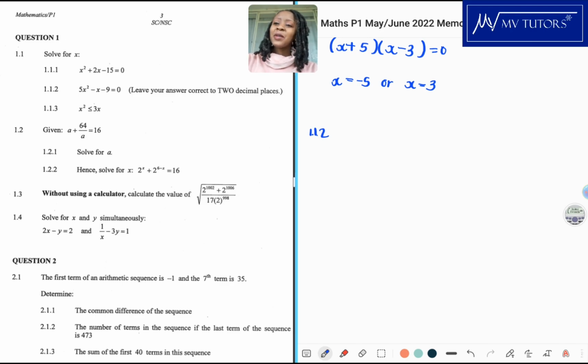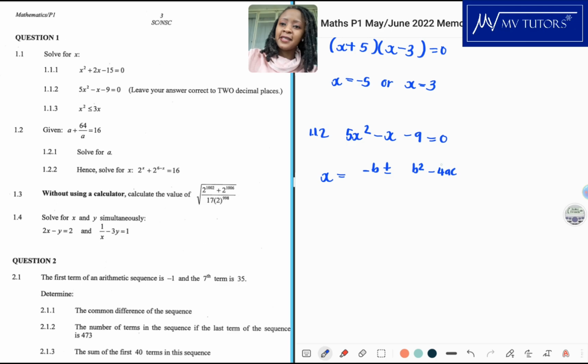Okay, and now 1.1.2, as soon as they say leave your answer in two decimal places, then you know you're going to have to use the quadratic formula, all right? Don't even bother trying to find the factors of 5 and 9 and all of that. No, let's just go straight to the calculator. Okay, so what does the quadratic formula say? We have minus b, plus minus, and b squared minus 4ac, and all of that is under the square root, and then it is over 2a.